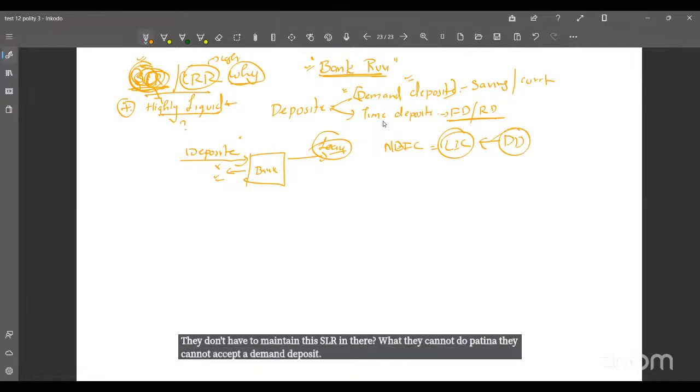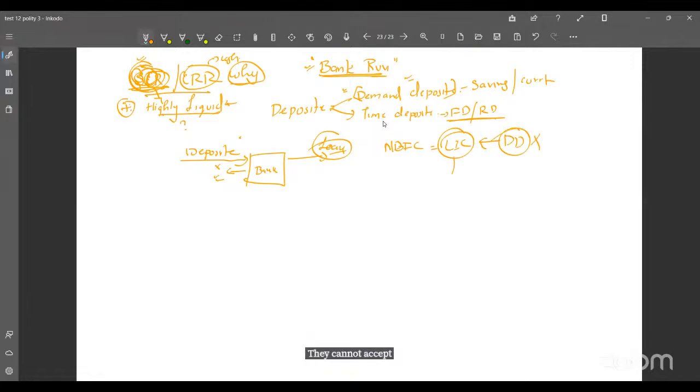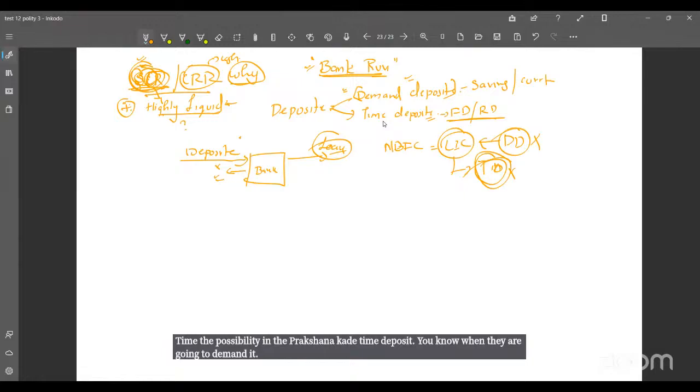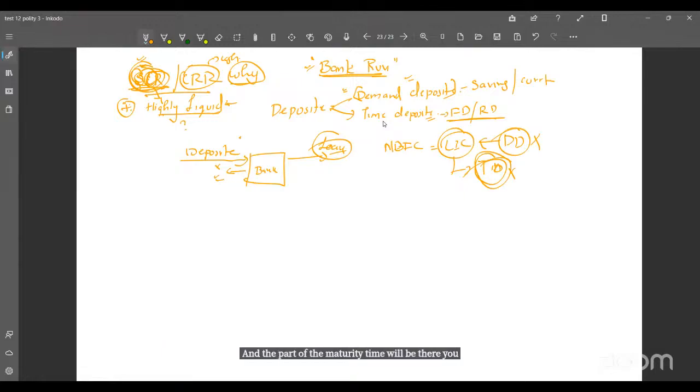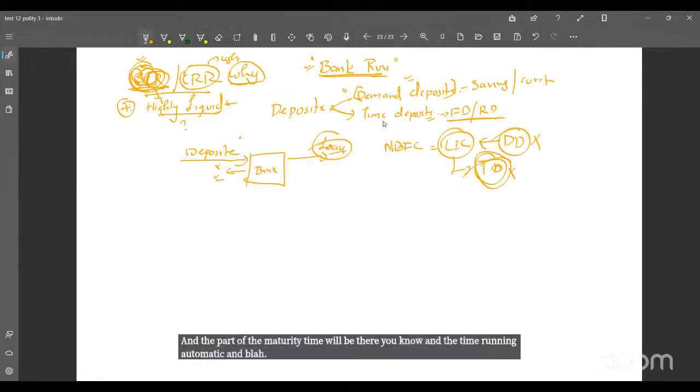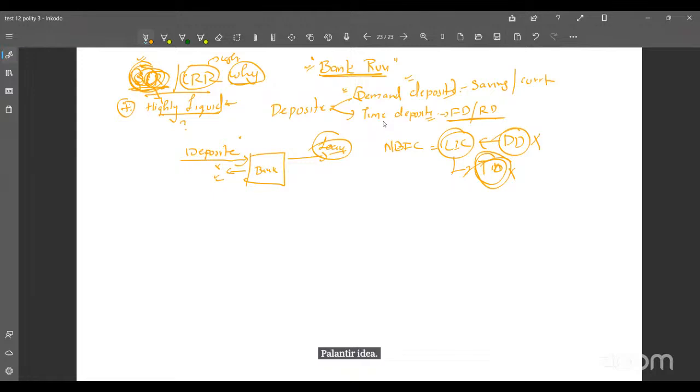அவனால என்ன பண்ண முடியும், they cannot accept demand deposit, they can only accept time deposit. டைம் டெபாசிட்ல இந்த பிரச்சனை கிடையாது. டைம் டெபாசிட்ல ஏன் இந்த பிரச்சனை கிடையாதுன்னா, you know when they are going to demand. அந்த பணத்தோட மெச்சூரிட்டி டைம் உங்களுக்கு தெரியும். அந்த டைம்ல நீங்க ஆட்டோமேட்டிக்கா என்ன பண்ணலாம், பணத்தை ரெடியா வச்சிருக்கலாம். பட் ஆனா டிமாண்ட் டெபாசிட்ல அந்த வசதி உங்களுக்கு கிடையாது.